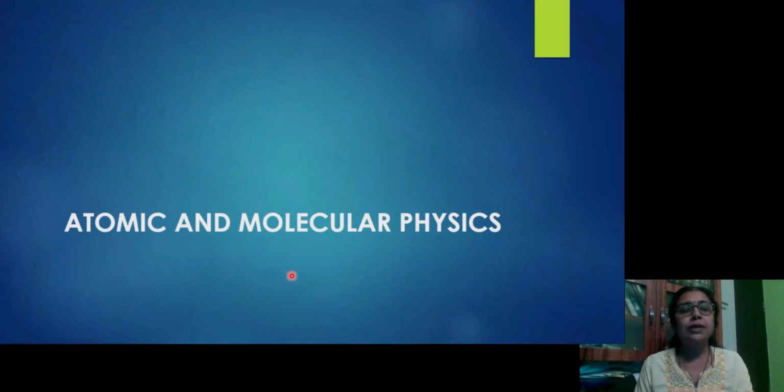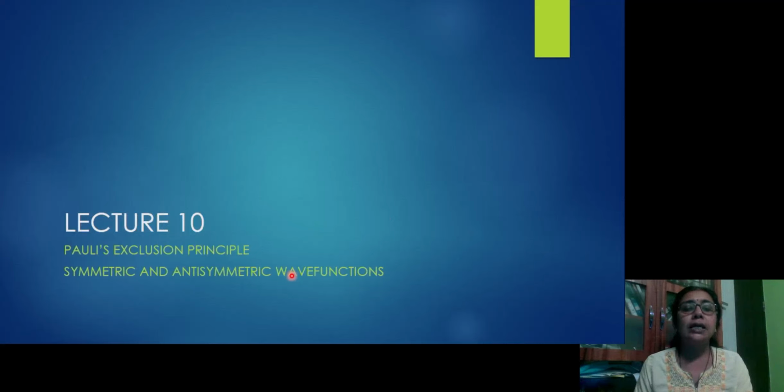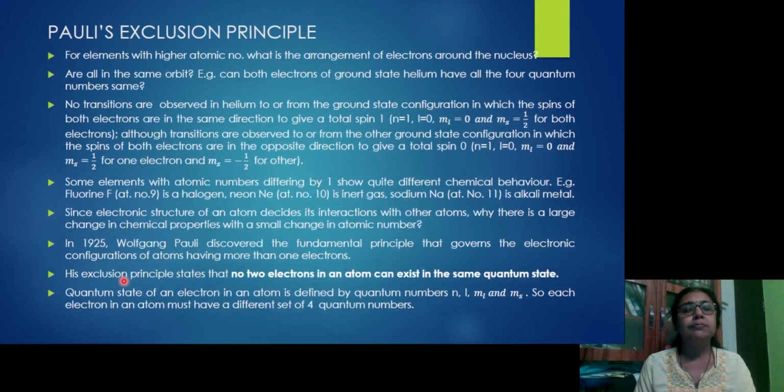This is a course on atomic and molecular physics, and this is the 10th lecture of the series. Today we are going to study Pauli's exclusion principle and its application for the study of symmetric and antisymmetric wave functions. Pauli's exclusion principle is important for the study of electronic configuration of atoms with higher atomic numbers.